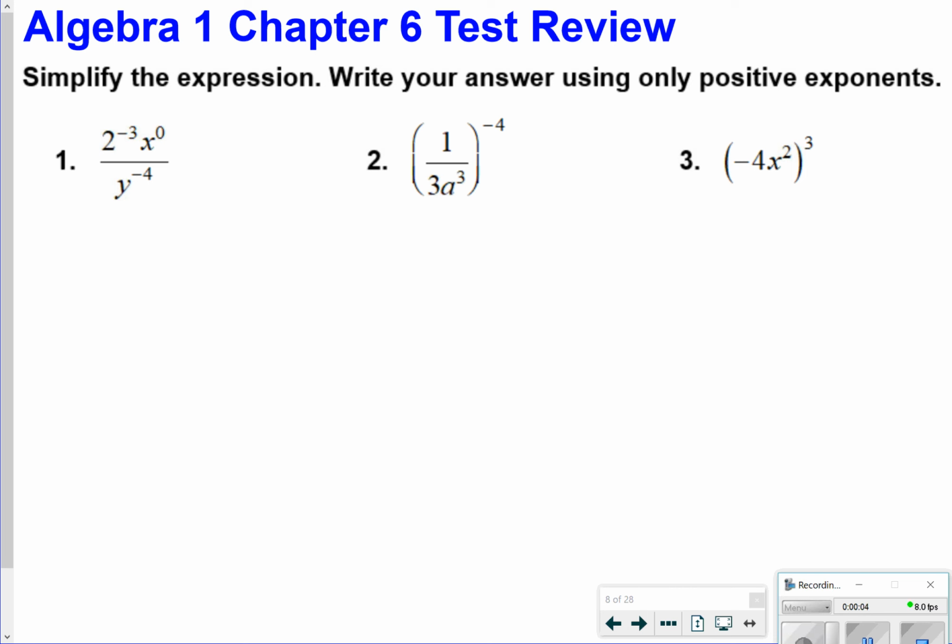Today we're going to be looking at your Chapter 6 test review, so you should have your review right in front of you, ready to go over the correct answers. So we're going to get started. The first section says simplify the expression, write your answer using positive exponents.